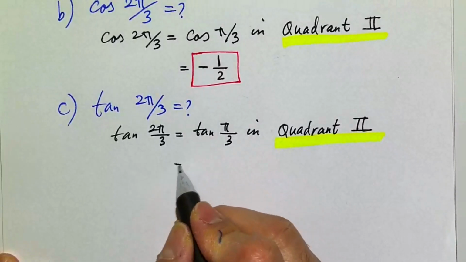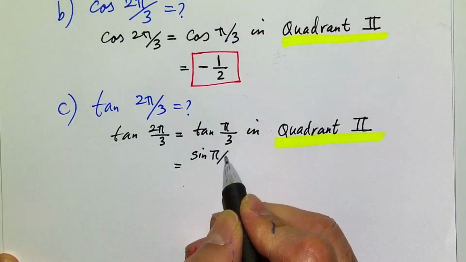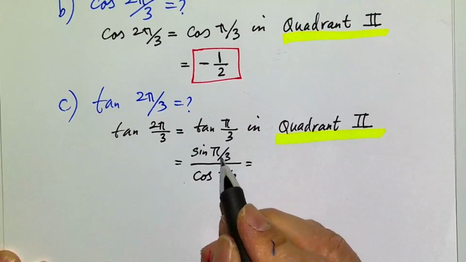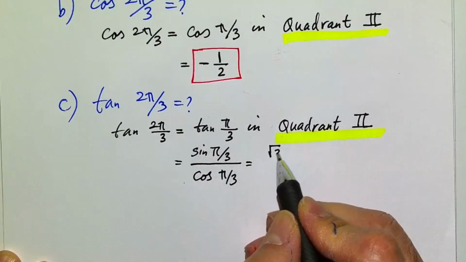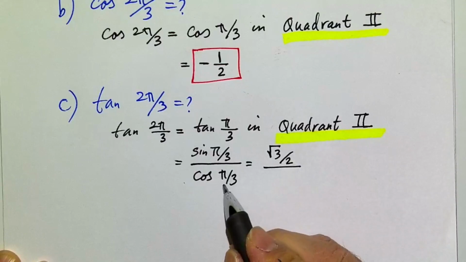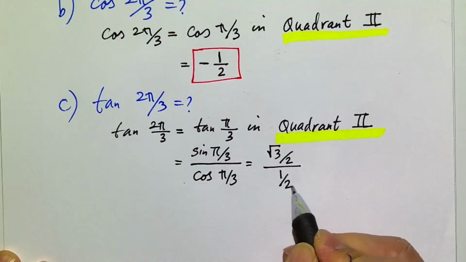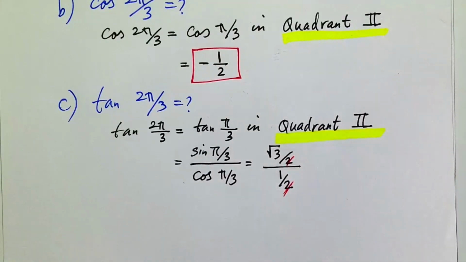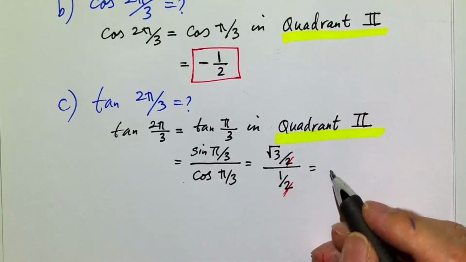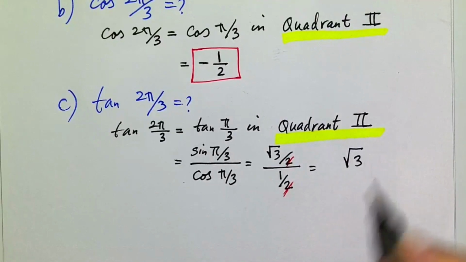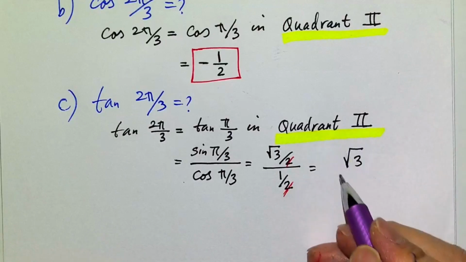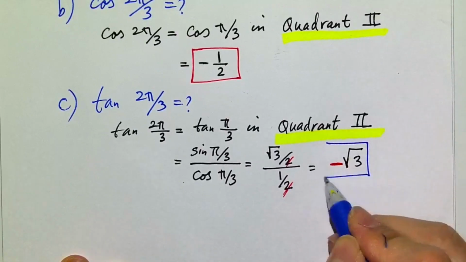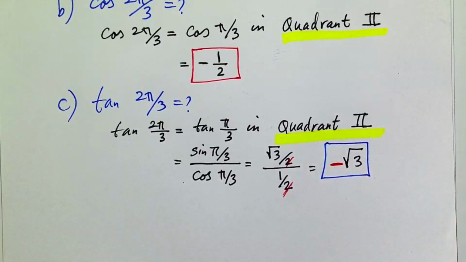So that'll be equal to sine of pi over 3 divided by cosine of pi over 3. Sine of pi over 3 is square root of 3 over 2, divided by cosine of pi over 3, which is 1/2. Remember, the final answer should be negative. So we have square root of 3 over 1, which is square root of 3, but then we're in the second quadrant, so tangent has to be negative in that quadrant, okay? Like that.